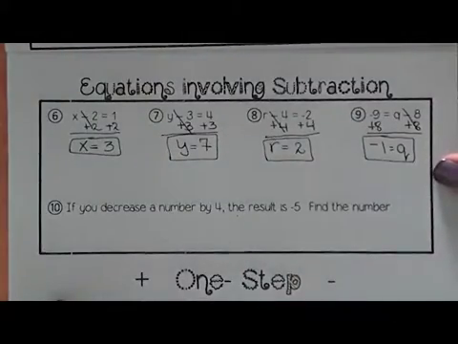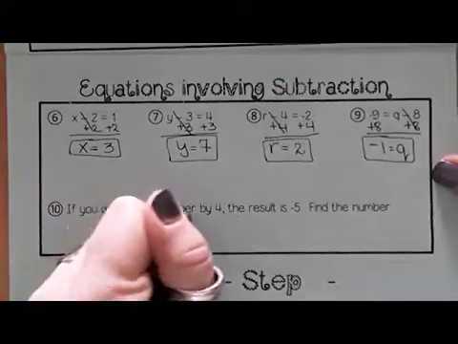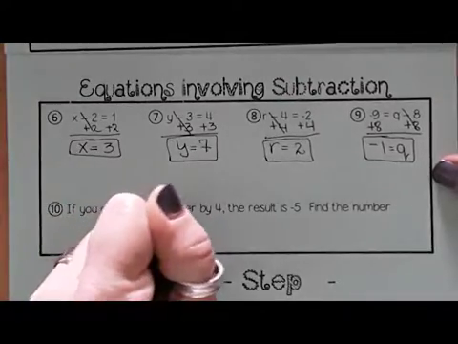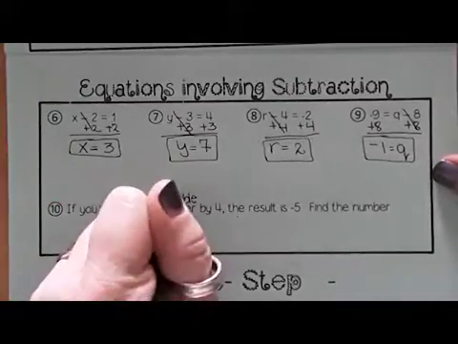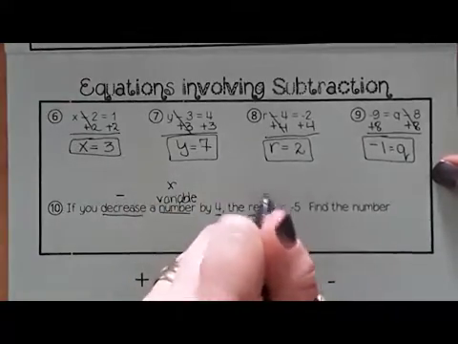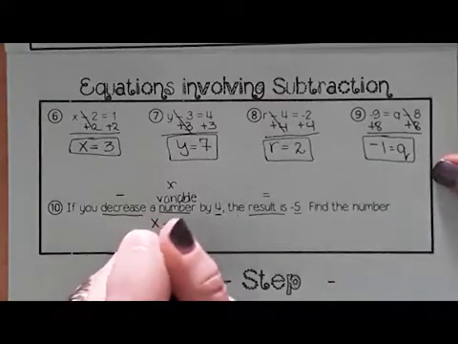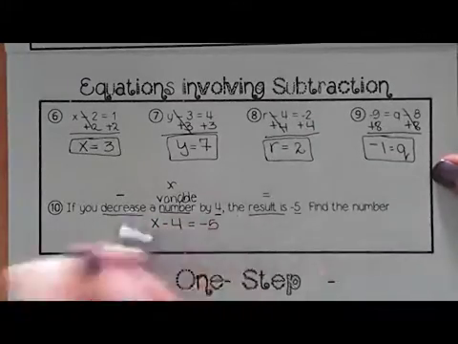All right, let's look at number 10. If you decrease, that word decrease means to subtract a number. Remember, we talked about that before. That means a variable. We'll use x by 4. The result is, which equals negative 5. So x minus 4 equals negative 5.